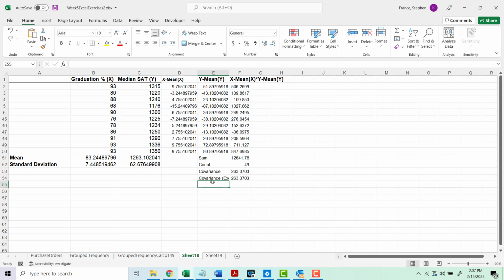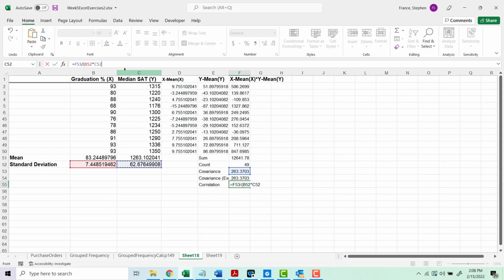Okay, now the correlation is going to be the covariance divided by the two population standard deviations. So the two sample standard deviations. So let's just do covariance divided by this times this. And this gives us a correlation.